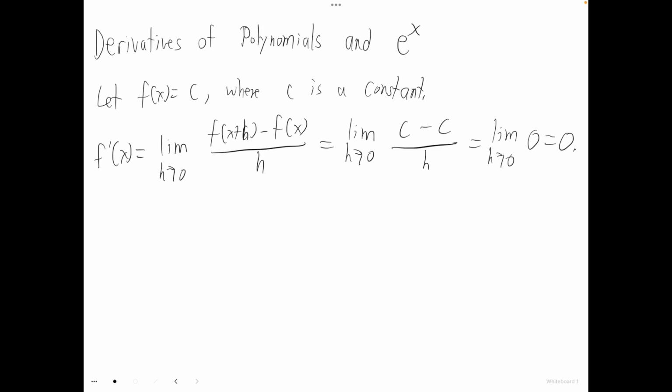Now this shouldn't be any surprise that the derivative of a constant is 0, as remember that the derivative is the rate of change of the function, and constant functions never change in value, so you'd expect the rate of change to be 0. So now we want to deal with power functions.